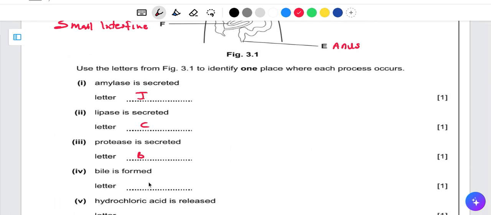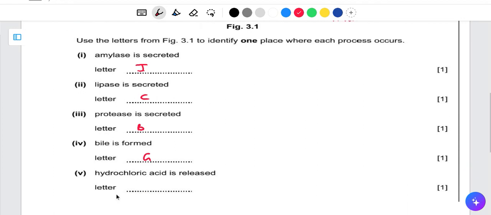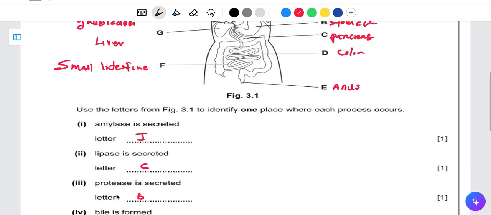Then hydrochloric acid is released. So hydrochloric acid is released from the stomach, which is B. So I'm also going to say B here.